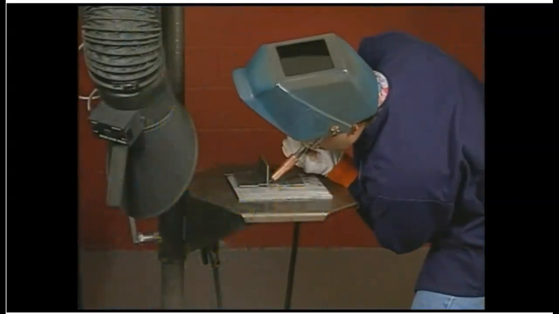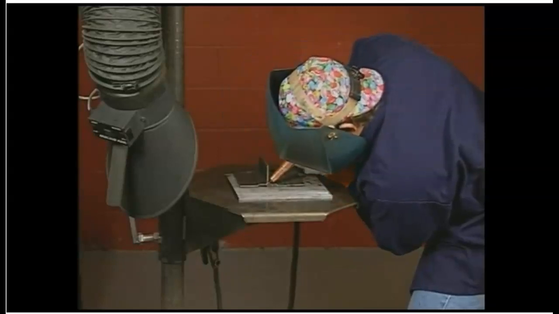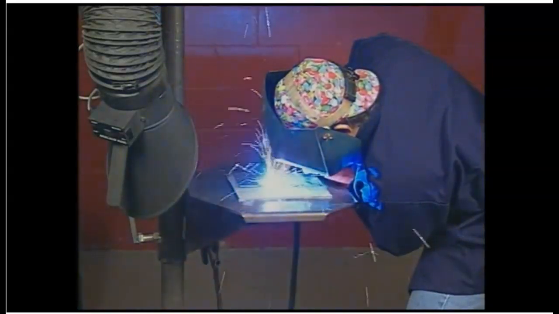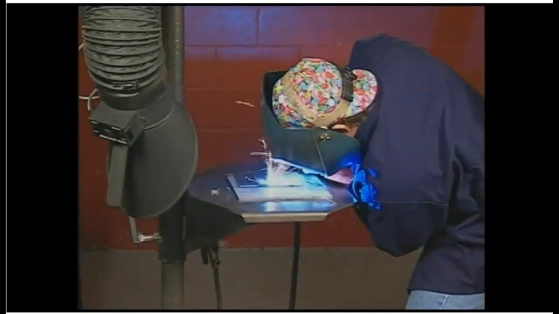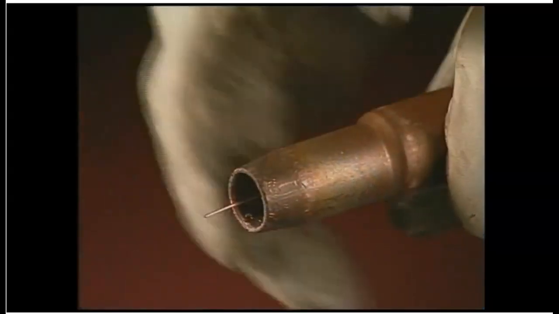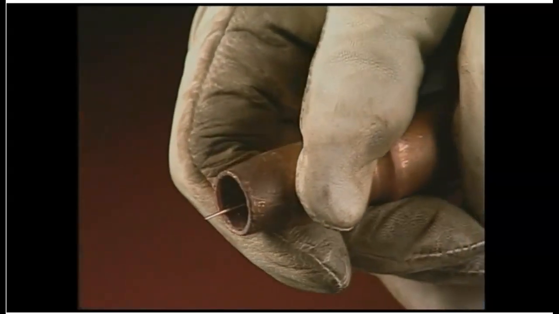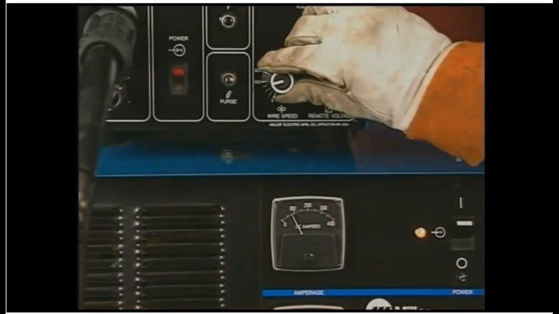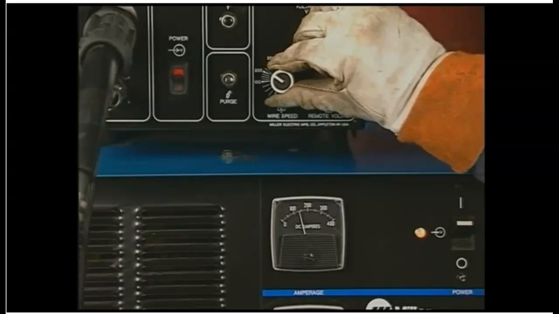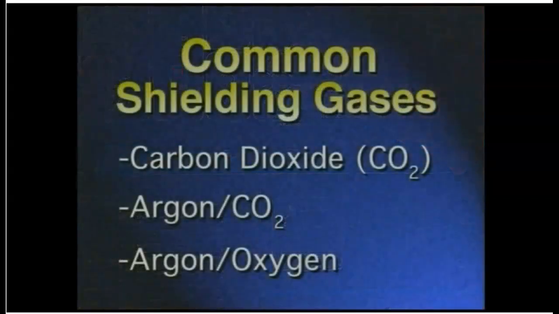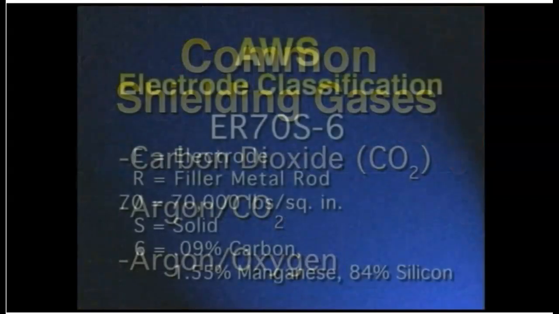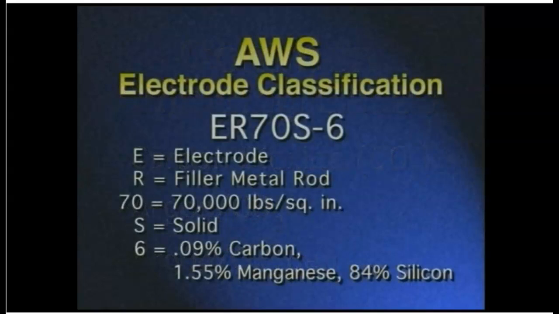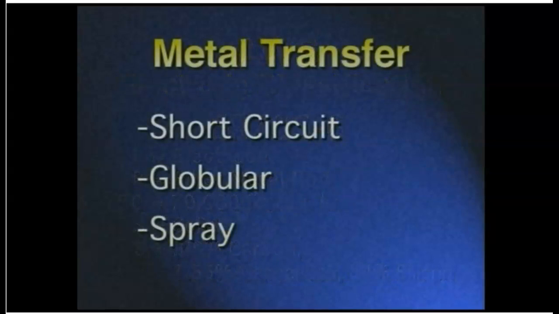The objective of this topic is to give you an overview of the gas metal arc welding process, equipment, and applications. Specifically, we'll look at the components in a typical gas metal arc welding system, the effects of wire feed speed and electrode stick-out on amperage, common shielding gases for carbon steel, the American Welding Society's classification for gas metal arc electrode wires, and the 3 types of metal transfer.